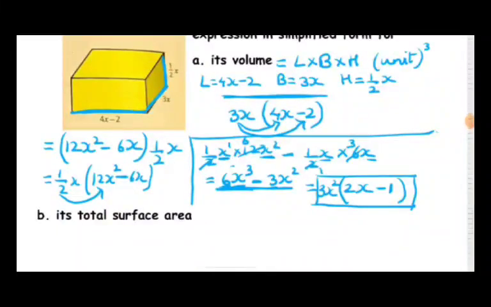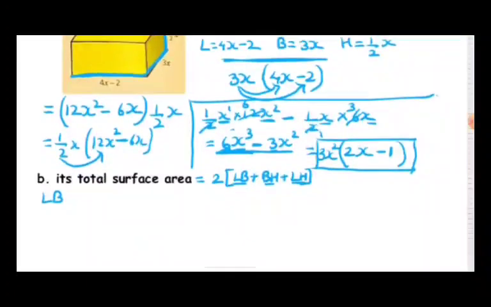Let's find the total surface area. So what's the formula of total surface area? Twice of length into breadth plus breadth into height plus length into height. That's the formula. So what I'm going to do is, first I'm going to find these values.